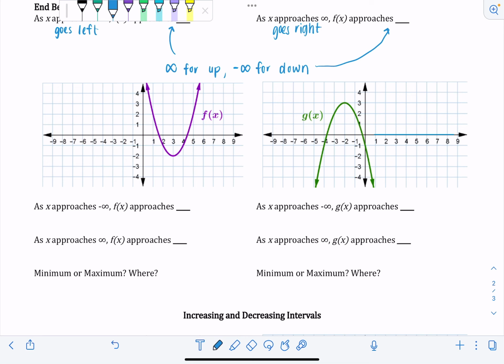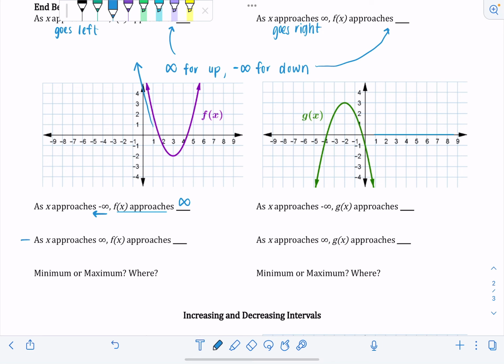As x approaches negative infinity, remember that just means as the graph goes to the left, what does f of x do? So f of x approaches. On the left side of this graph, it finishes going upward. So f of x would approach positive infinity, because the y values, the f of x values, the output, is getting higher and higher, going to positive infinity. If you want, you can write a plus in front of it, or just write infinity because the plus is assumed.